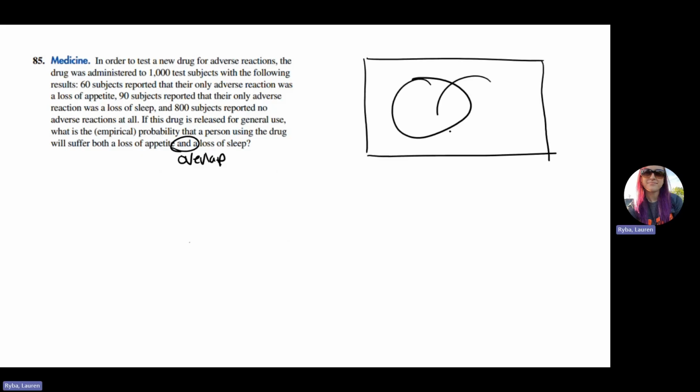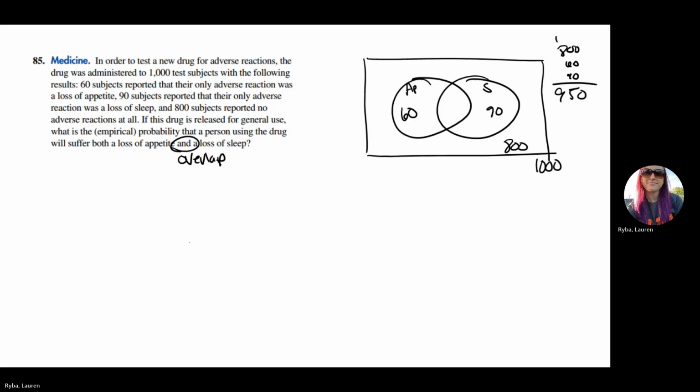When we're working with Venn diagrams, there are 4 values. Okay, so appetite, sleep. 60 lost their appetite, 90 lost sleep, 800 didn't have anything. So where are we at? 800, 60, and 90. We're at 950 out of our total 1,000. How many am I short? 50. Yep. So 50 is missing, and that is what goes in the overlap.